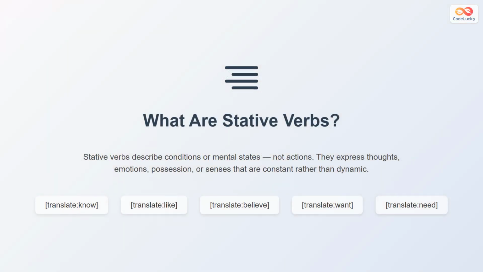Stative verbs show a condition or state of mind rather than an action. They describe what someone feels, thinks, or possesses. For example, verbs like know, like, believe, want, and need show emotions, thoughts, and preferences. They tell us about something that exists or continues, not something that happens or changes.